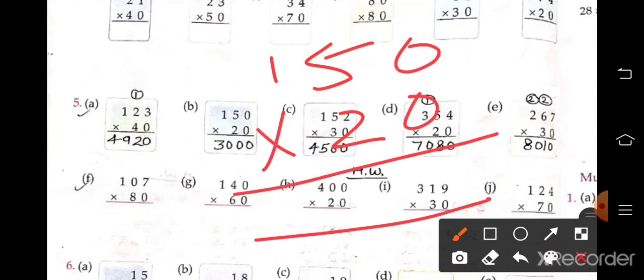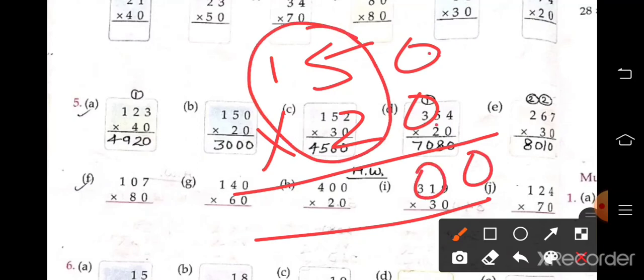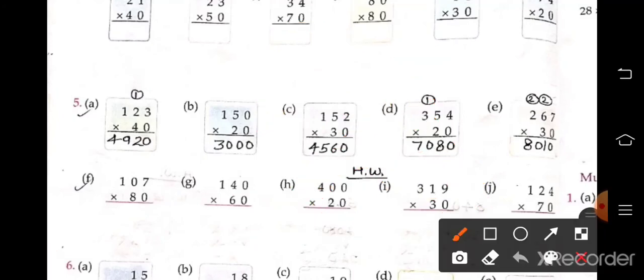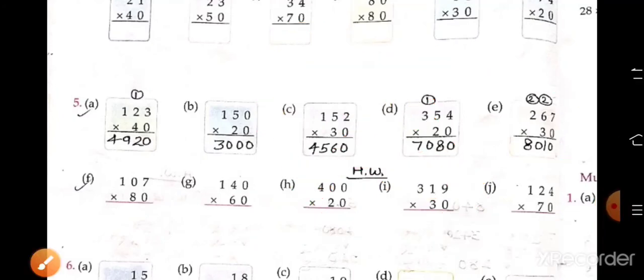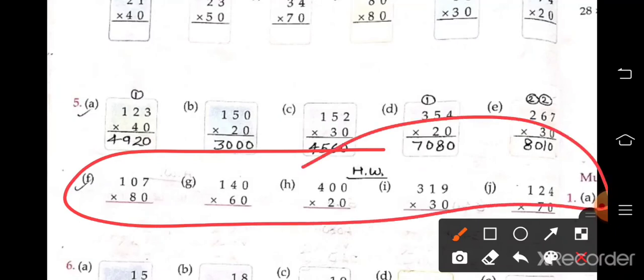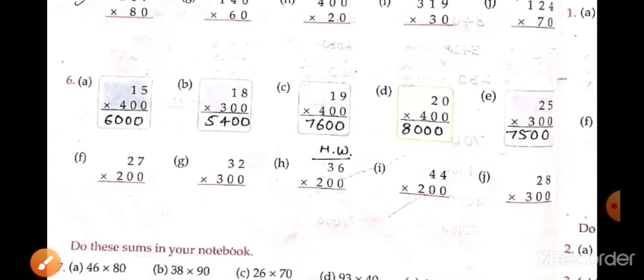Okay. So you can write both the zeros at the last. Now multiply 15 by 2. 2 fives are 10. 0 here, carry 1. 2 ones are 2 and carry 1, 3. 3000 is the answer. Okay. So like this you have to do these parts also, and this is your homework. Okay. Now question number 6, same.